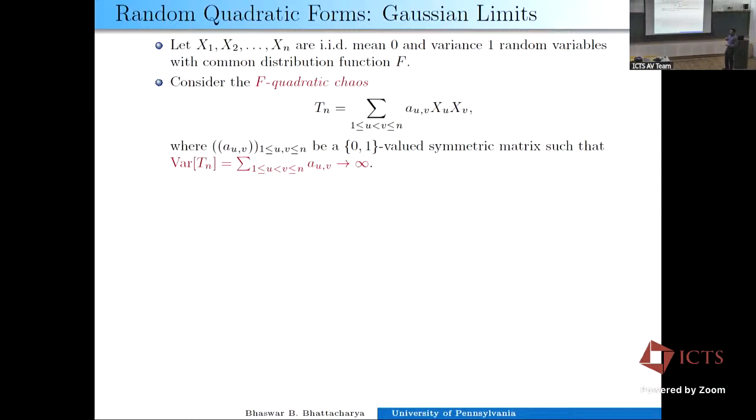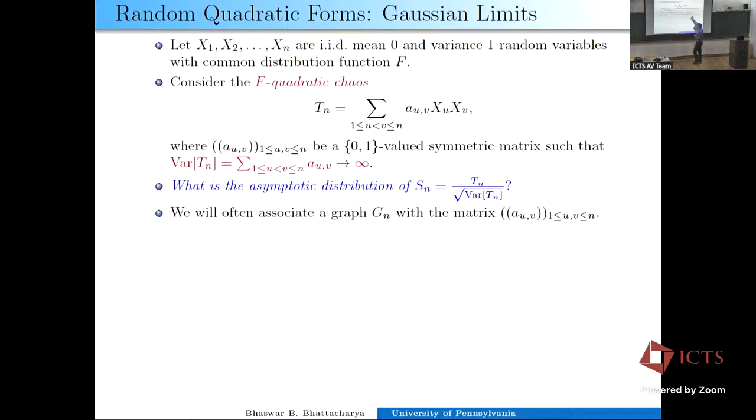This is a quadratic form. I'm going to assume that A is 0, 1 valued. That's not necessary in some of the results, but that's largely needed for our analysis. So the question is, Tn has mean 0. So what is the asymptotic distribution of Sn, which is Tn over the standard deviation? Because I'm assuming that A is a 0, 1 valued matrix, in the back of my mind, I associate it with a graph G, which is the adjacency matrix associated with that.